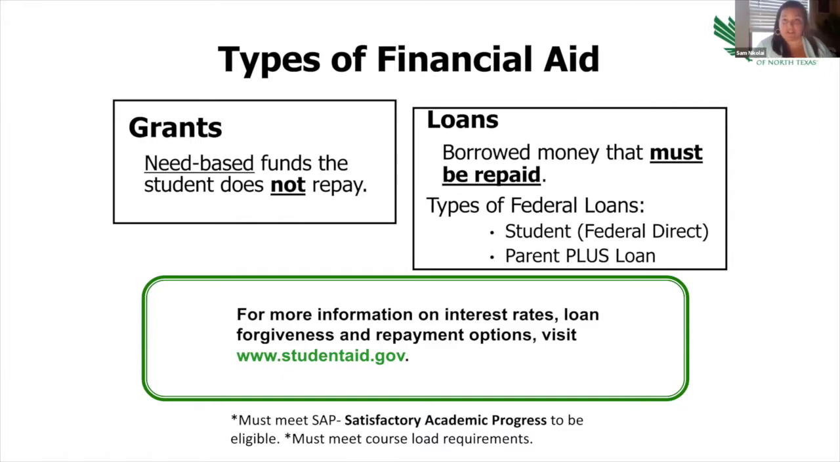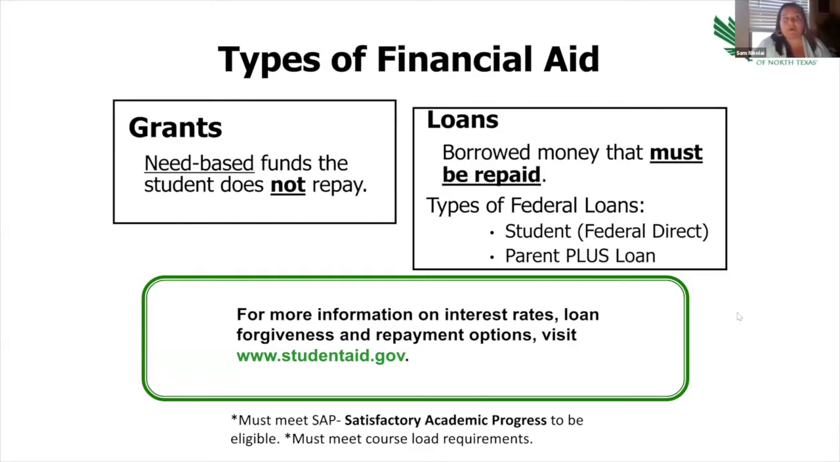There are a couple different types of financial aid. There are grants, which are need-based funds that you do not have to repay. That is money that is simply given to you to finish your degree. And then there are loans, which is money that does have to be repaid. There are a couple different types of loans: you can do a federal student loan or a Parent Plus loan, or you can do a private loan. For more information on loans and rates with the US federal government, you can go to www.studentaid.gov, and that website is there on the screen.